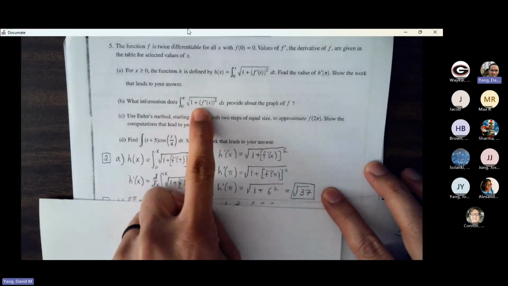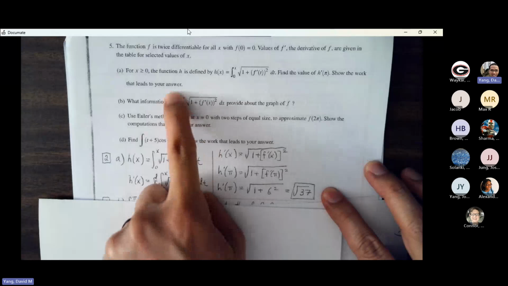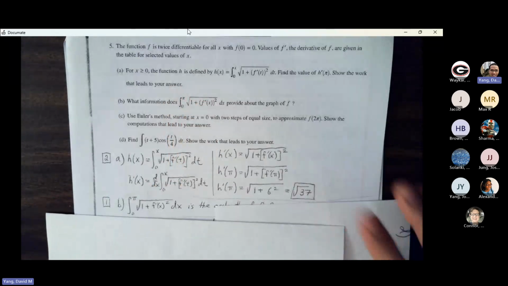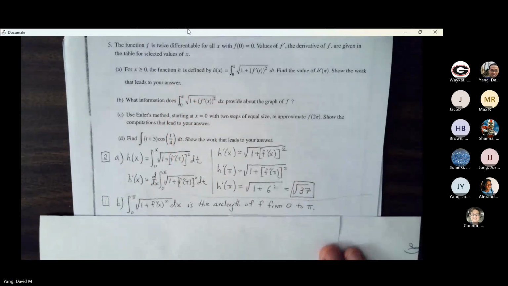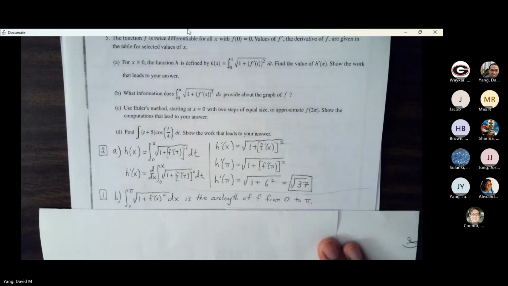What information does this tell us about the graph? We should recognize this as arc length. So it's simply the arc length of our f graph from 0 to pi. The arc length of that curved arc from 0 to pi.